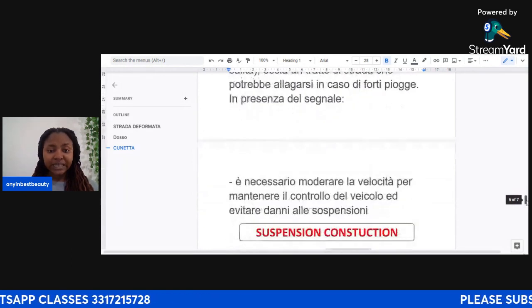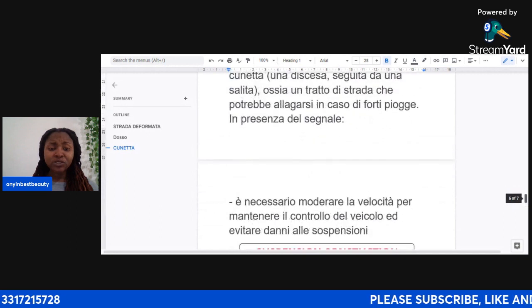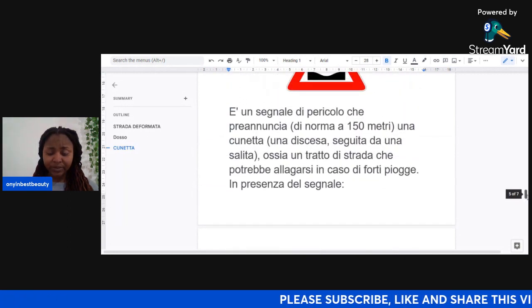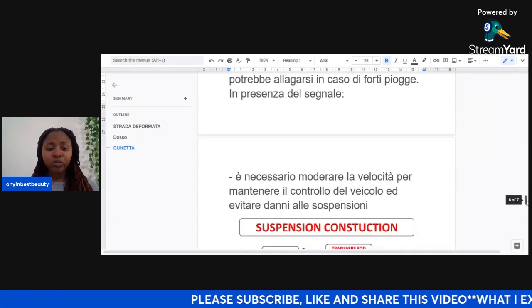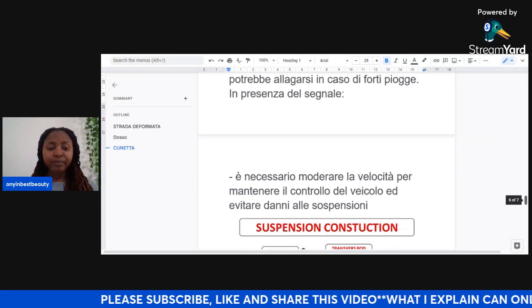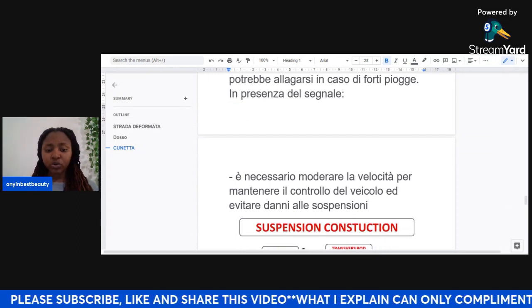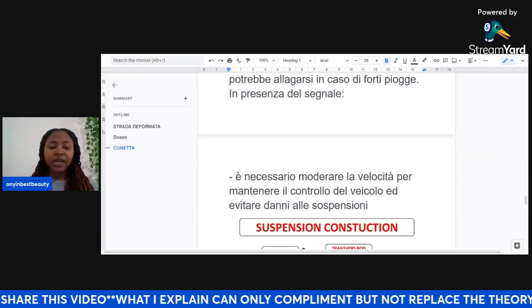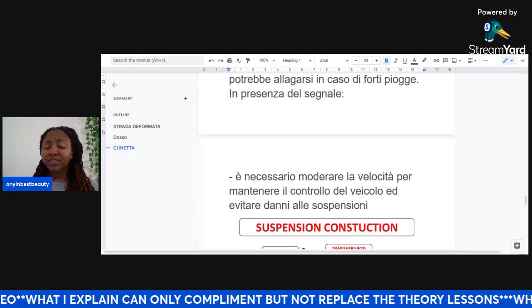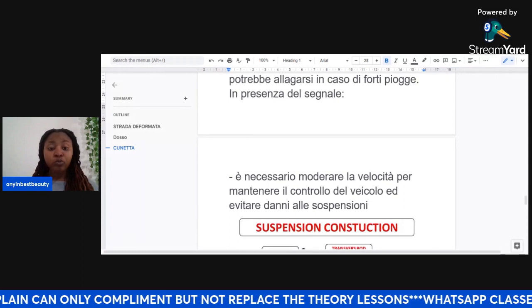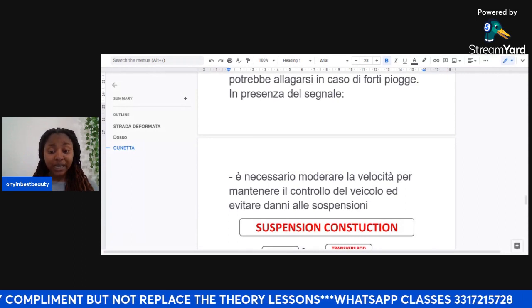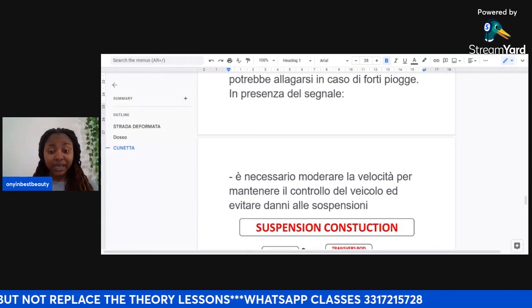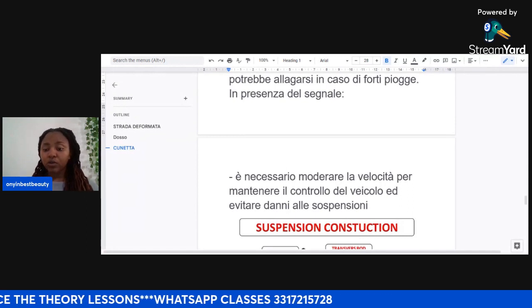In presenza di segnale, in the presence of cuneta, the signal, è necessario moderare la velocità per mantenere il controllo dei veicoli ed evitare danni alla sospensione. Now, when you see this strada cuneta, it is necessary to moderate your speed to maintain the control of your vehicle and to avoid damage on your suspension.